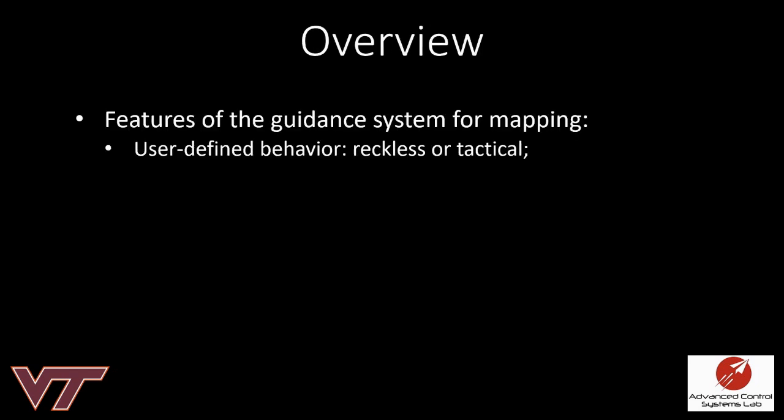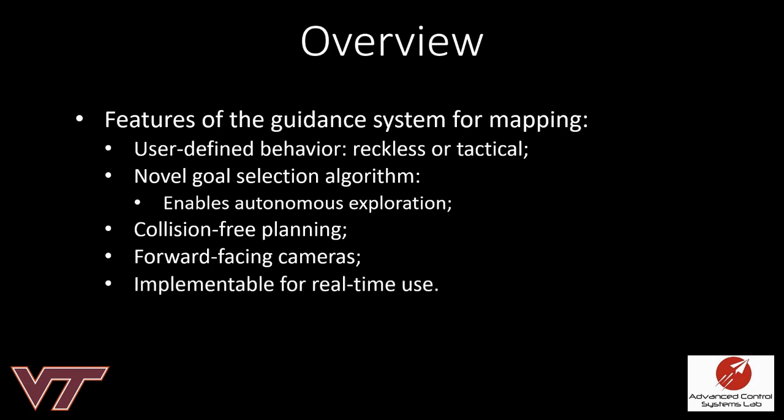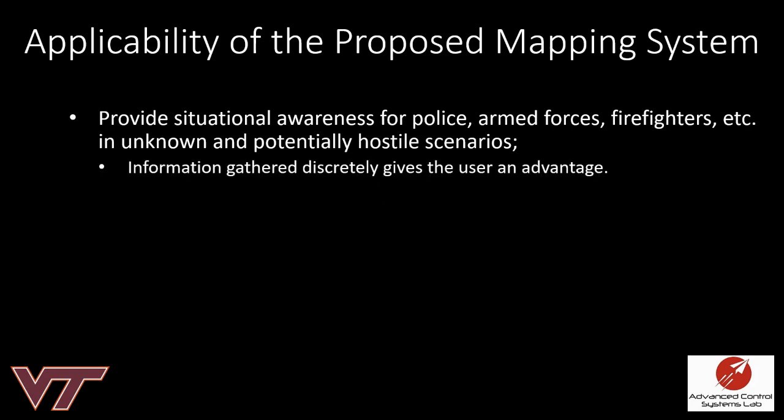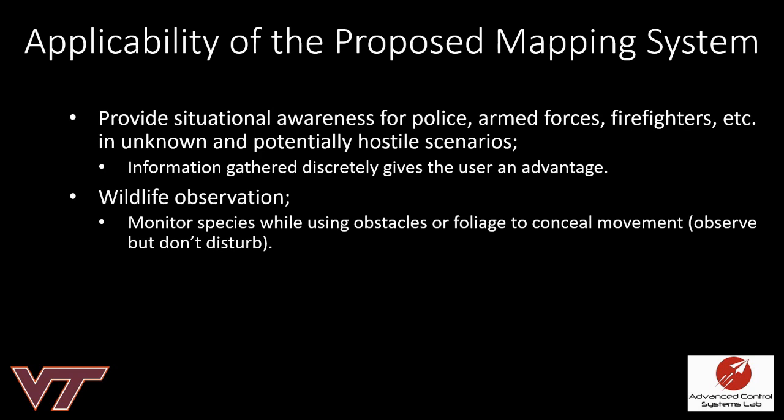There are many features of the proposed guidance system for mapping. Most notably, the user can define either a reckless or tactical behavior when deploying this system. In reckless mode, the UAV will essentially proceed towards its goal point along the shortest path. In tactical mode, the UAV will exploit obstacles for shelter as it proceeds towards the goal. Also, we propose a novel goal selection algorithm which will enable autonomous exploration of the environment. The proposed mapping system can be used to provide situational awareness for many organizations by gathering information discreetly, observing wildlife in a way that doesn't disturb them, and for search and rescue operations.